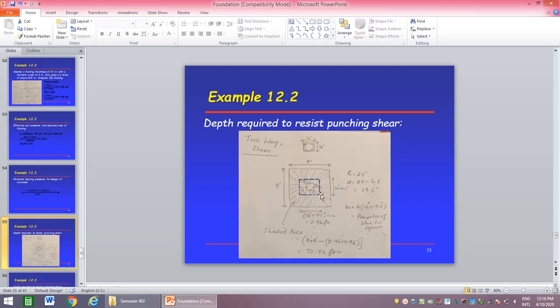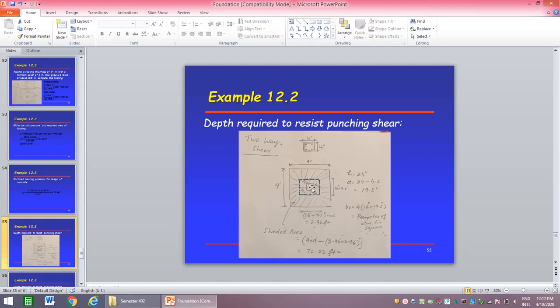The length of this is the column dimension 16 inch plus d by 2 on each side, the total, one depth, it is coming 2.96 feet. This is in inches, if you convert into feet it is coming here. So this means this length is 2.96 feet, 2.96 feet, 2.96, 2.96, because this is the two-way shear.